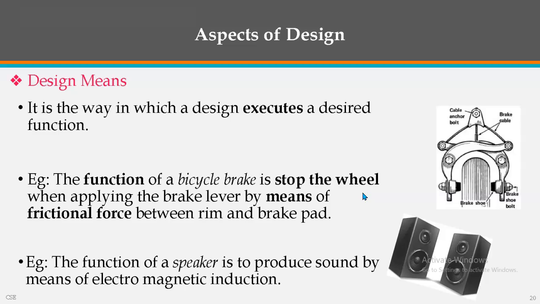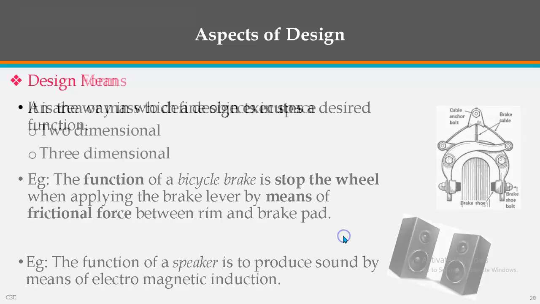Next, means of the design, that is the way in which the design executes a design function. If you take the example of a bicycle, the function is that the brake of the bicycle should stop the wheel, right? So how do you achieve this function, or what is the means of achieving this function, that is stopping the wheel? It is by applying frictional force. Next, in the case of a speaker, the function is to produce sound, and how it does this is through electromagnetic induction.